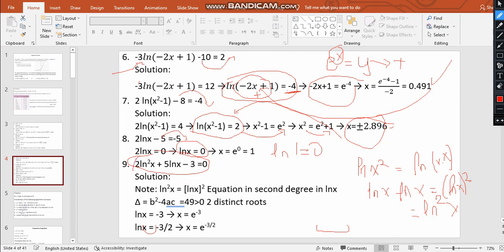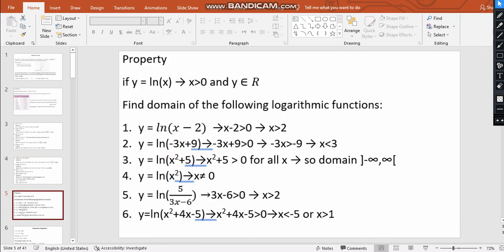A is 2, B is 5, C is minus 3. If you use your calculator directly without doing delta, you have two roots, minus 3 and minus 3 over 2. So x equal e power minus 3, or x equal e power minus 3 over 2. Now, as we said, if you have y equal ln x, x is positive and y can be anything.